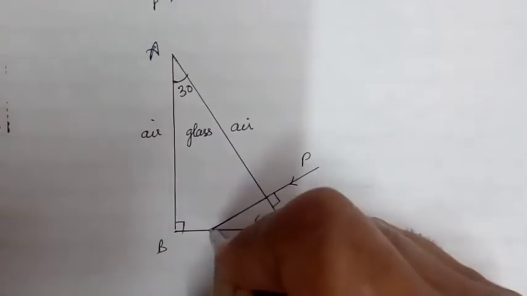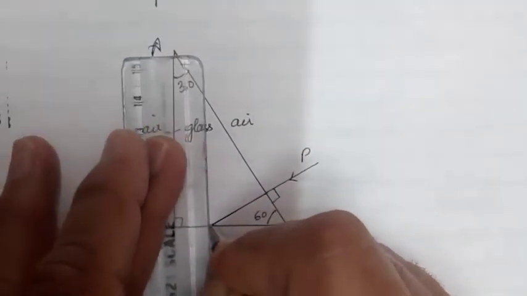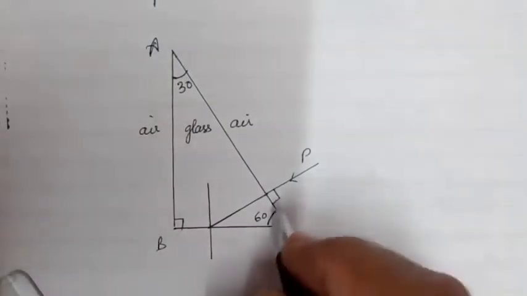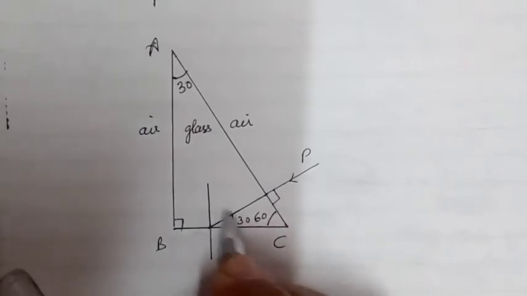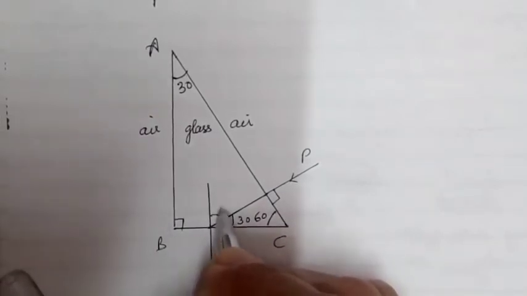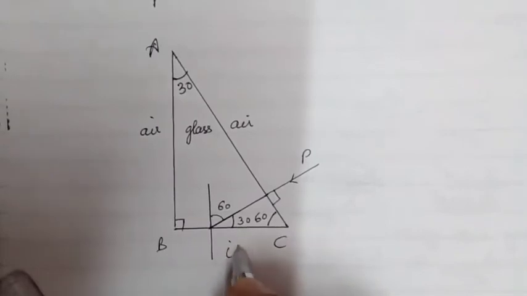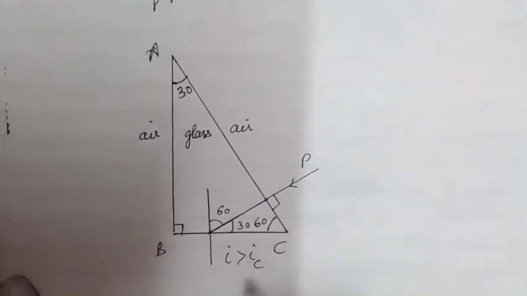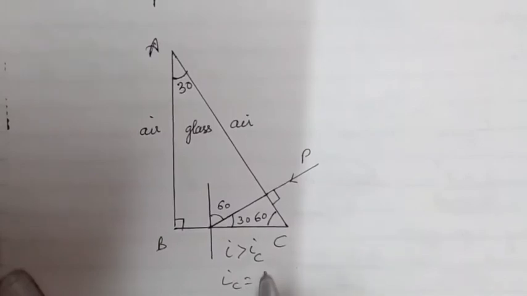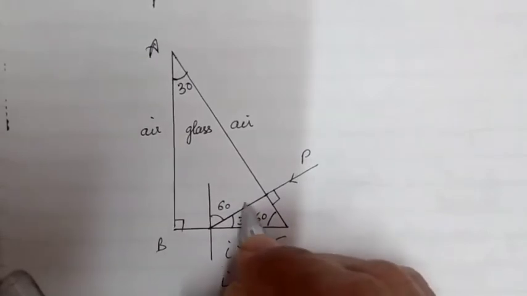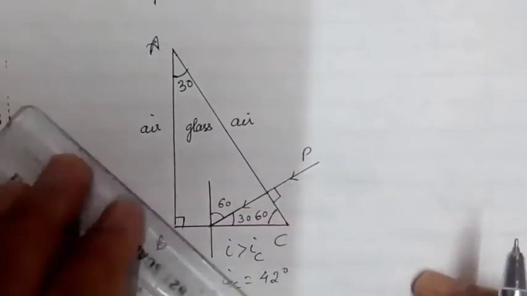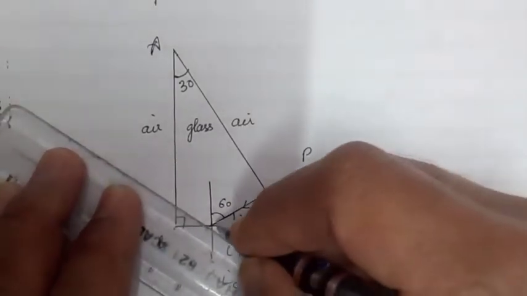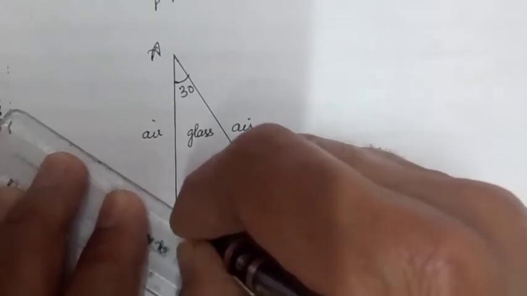On reaching this point, we draw a normal and calculate the angle of incidence. 60, this is 90, so this is 30. If this is 30, whole is 90, so this is 60. I is more than I critical because critical angle is 42 degrees. Angle of incidence is more than the critical angle. Ray cannot come out. It will get reflected inside. So here it is. Ray gets reflected here.